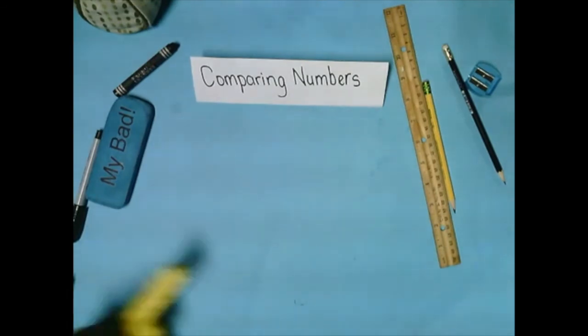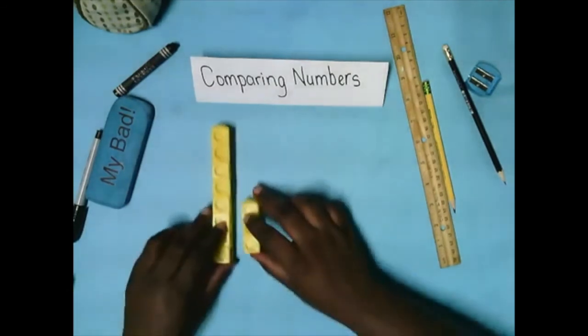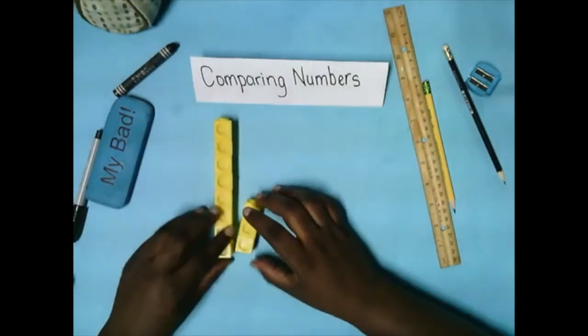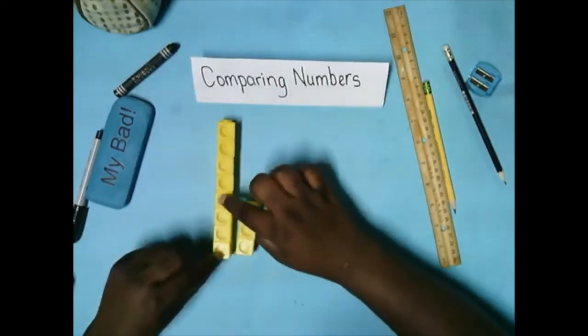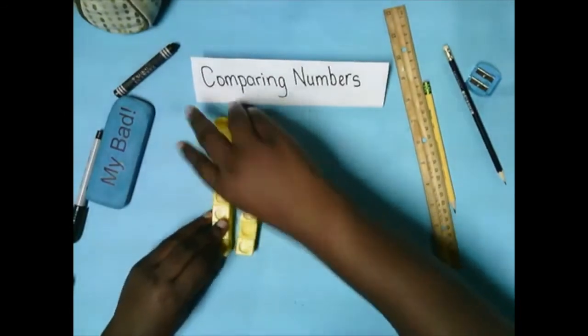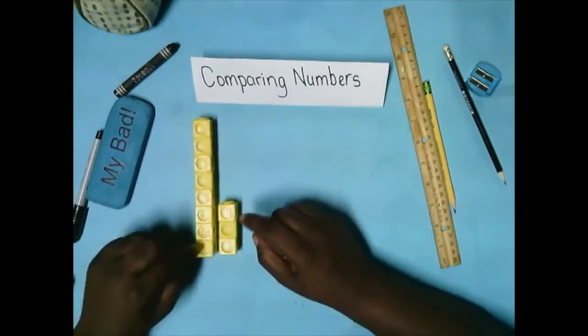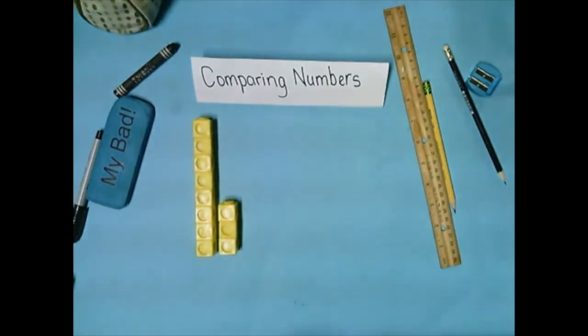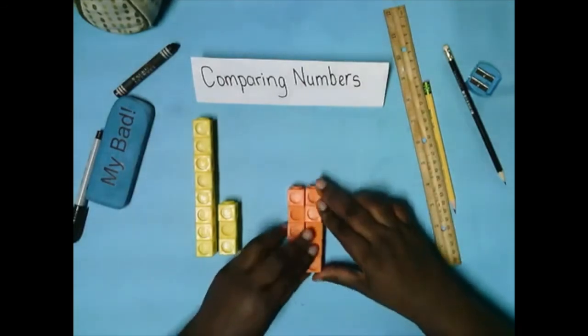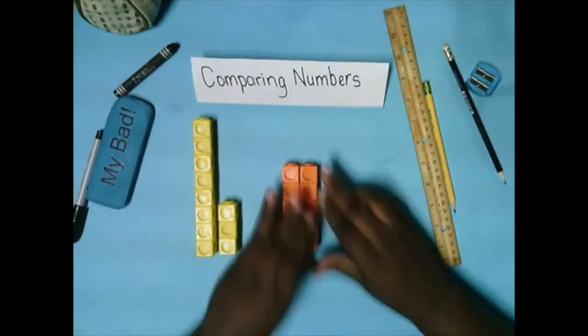For example, we have these blocks: 1, 2, 3, 4, 5, 6, 7, 8. There are 8 blocks here, and 1, 2, 3 here. If I compare these, I can say that 8 is greater than 3 because 8 is larger or more than 3.